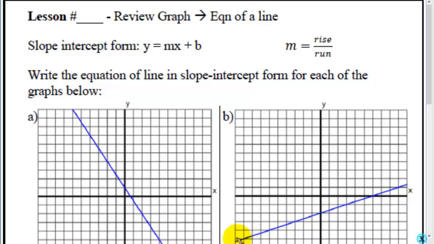Hello, welcome. This is going to be a lesson on changing a graph into an equation of a line. So basically, how can I find the equation of a line if I'm given a graph? The basic information that you need to remember is the equation of the line usually is just written in slope-intercept form, which is y equals mx plus b, where m is your slope and b is your y-intercept.